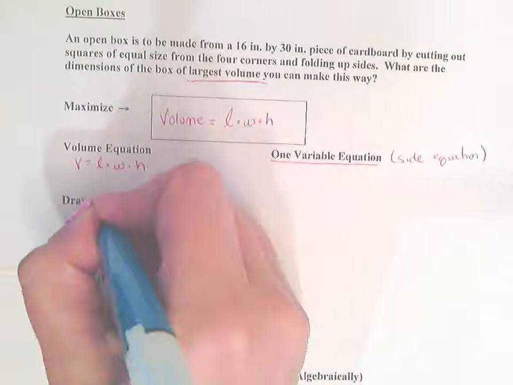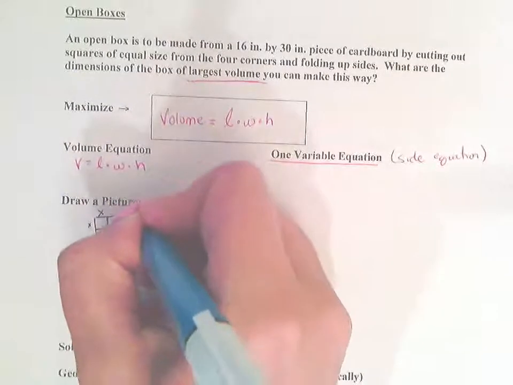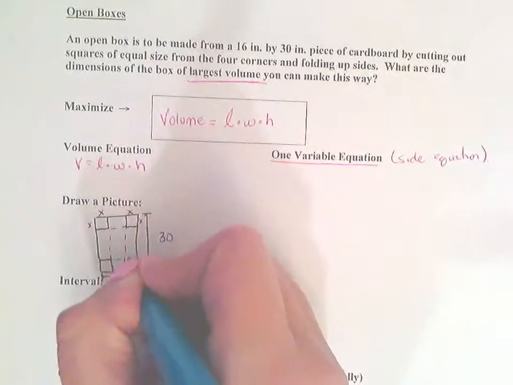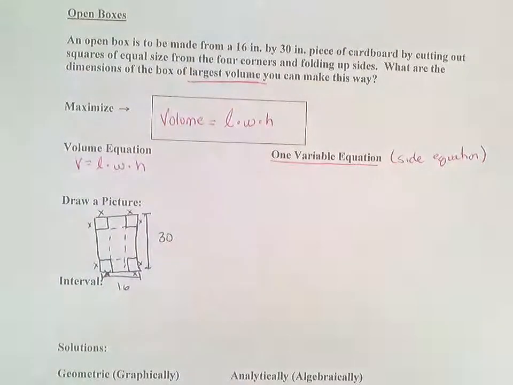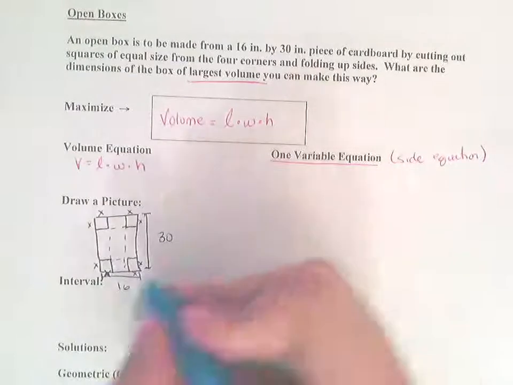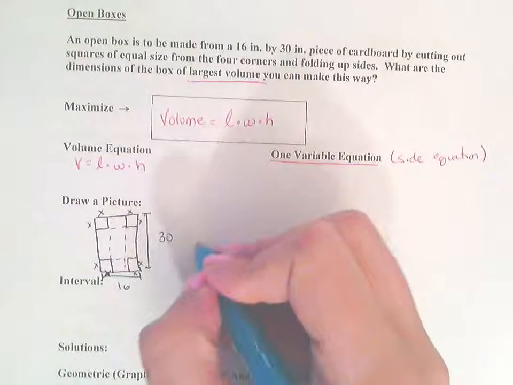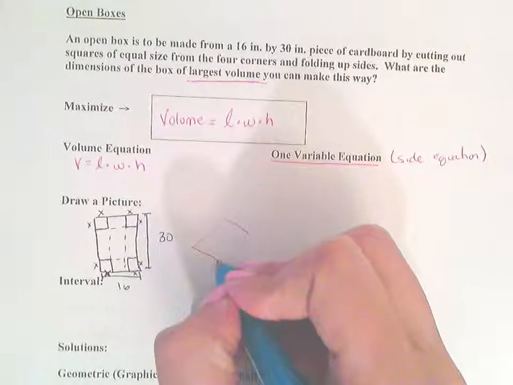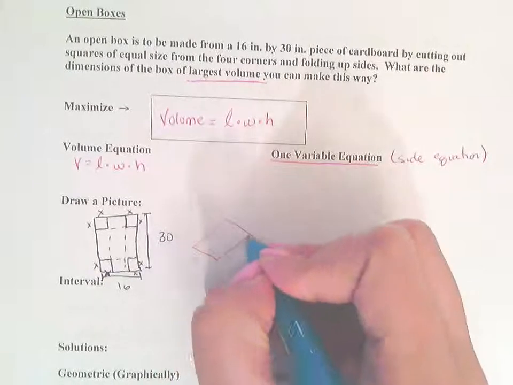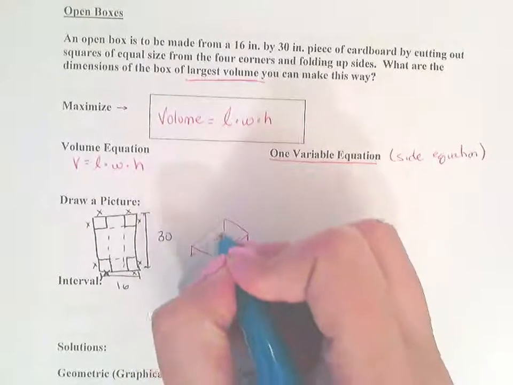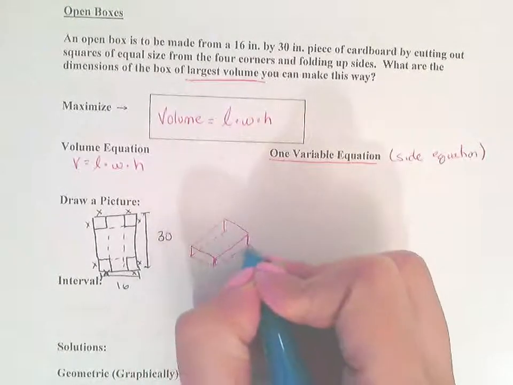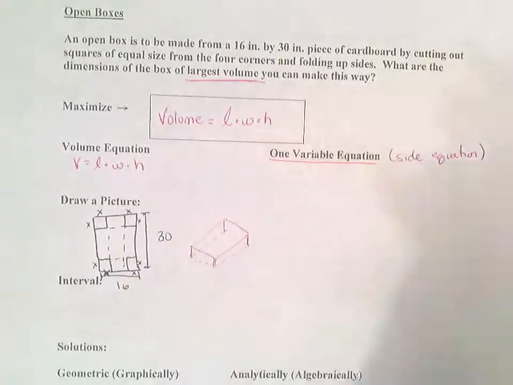Now, I don't know how big these sides are, so I'm going to label them as x's. I don't know how big these are that I'm cutting off, so I'm going to label them as x's. And the idea is that when you cut these corners off, what you will end up with is a box with folded up sides. See, it's very important to draw a picture so you can actually analyze this and see what it is that you're looking at.